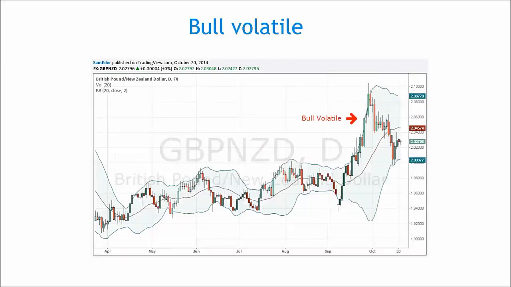Bull volatile. You will see long bullish bars develop that sometimes cross above the upper Bollinger Band. Look for swing trading opportunities in the direction of the trend with tight stops and let profits run.